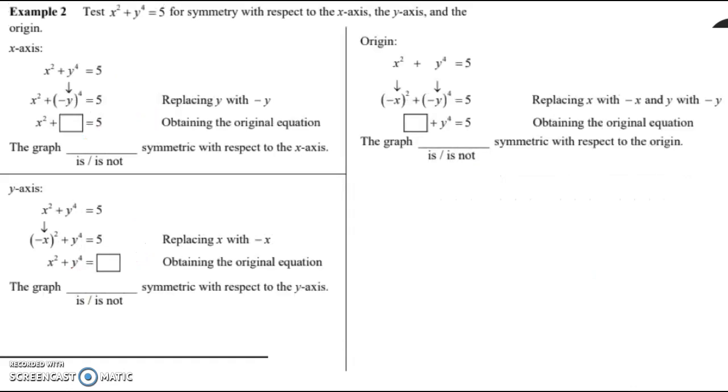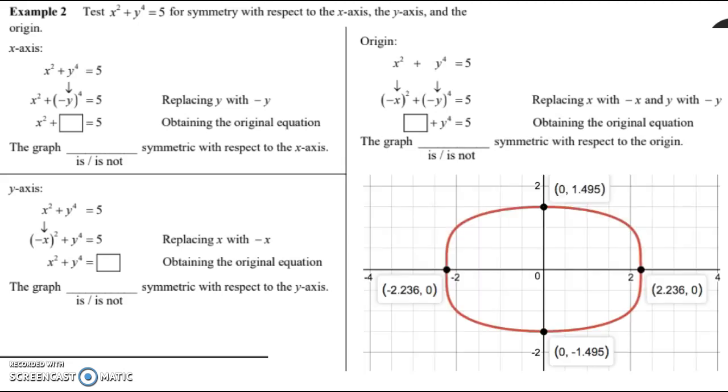Let's try x squared plus y to the fourth equal to 5 and test for symmetry. Here's what the graph looks like. So as we go about, we can see and verify that what we see in Desmos matches what we find out algebraically. So when I look at the x-axis to see if it's symmetric, I visually can see that it is, so our answer should be yes.